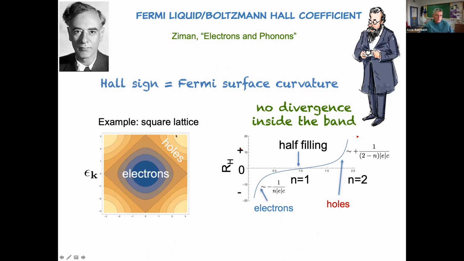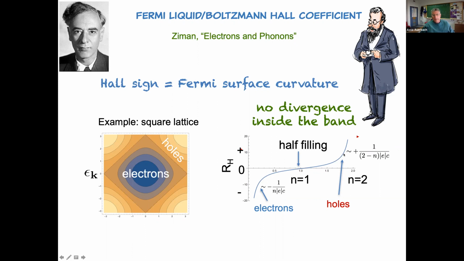Here you have the holes, which is parabolic with the opposite sign of the parabola. And again, you can describe this as free holes. So the Hall effect, both very close to the bottom of the band and the top of the band, is diverging like 1 over n, as we showed the Drude formula giving us. And here it diverges like 1 over 2 minus n. Here it has a negative sign, here a positive sign. And when the density is exactly at half filling, you fill the full diamond, the Hall effect vanishes.